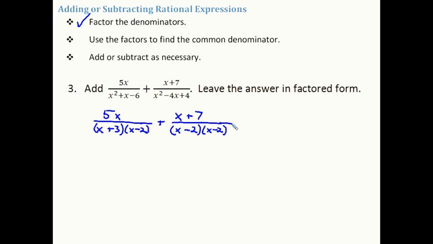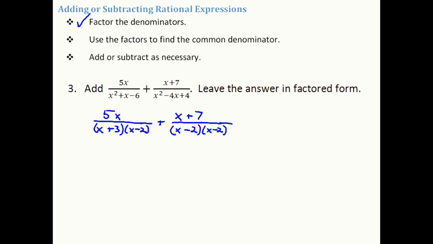So now we're looking for the least common denominator. Our first denominator has an x plus 3 and an x minus 2. Our second denominator has an x minus 2 and an x minus 2. So what we're going to do here is we want the least common denominator. So since this has two x minus 2's, this first denominator also needs two of them.